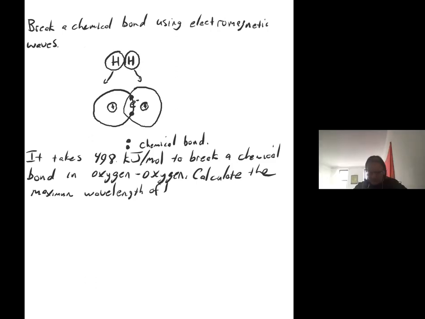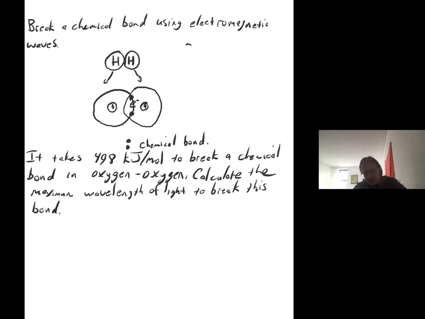Maximum wavelength of light to break this bond. Okay. Now, in order to answer this, we need one more equation. So let me write the equation we had here.